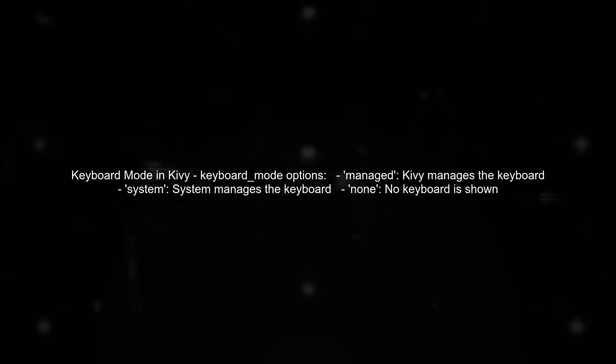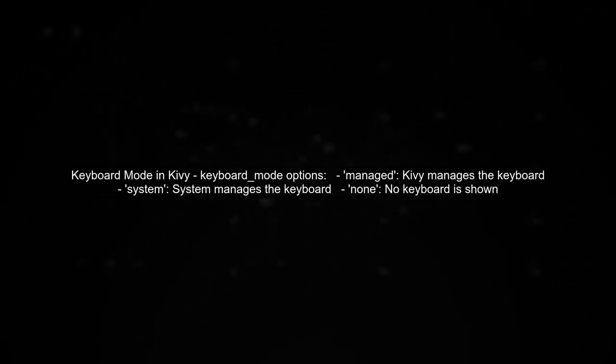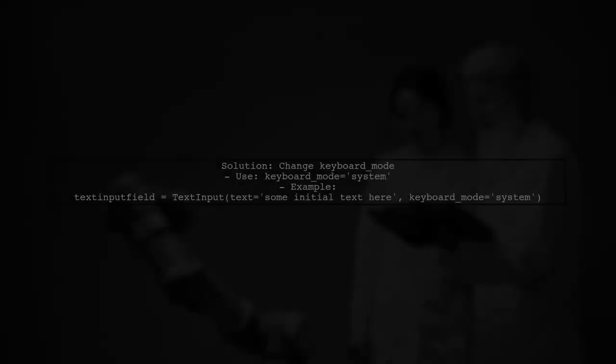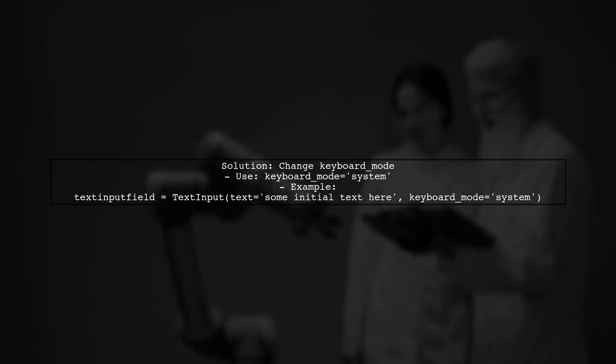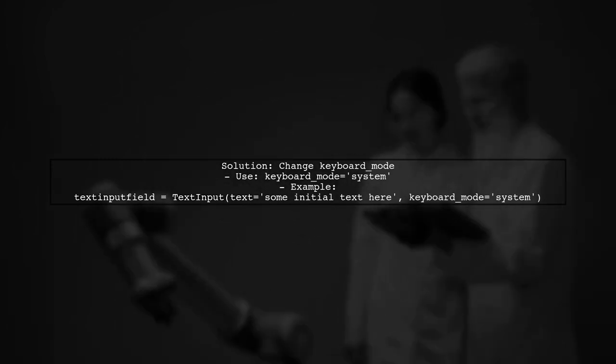Now, let's continue on. To hide the virtual keyboard in Kivy's text input field, we need to adjust the keyboard mode. Let's start by understanding the keyboard mode property. You mentioned using keyboard mode set to managed, which hides the keyboard but also prevents text input. Instead, we can use system mode.